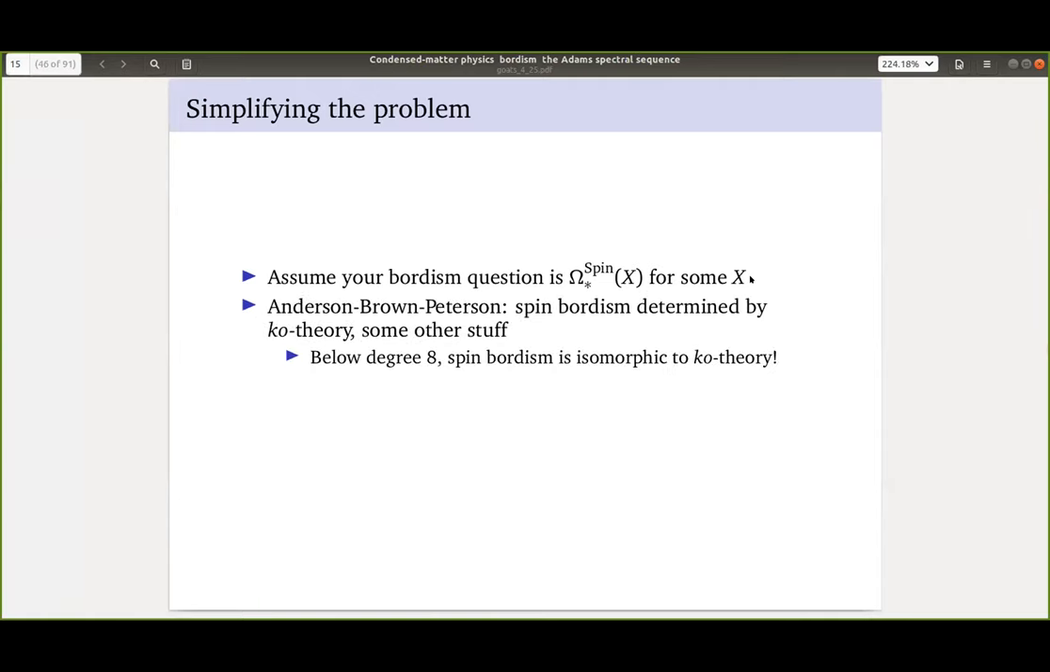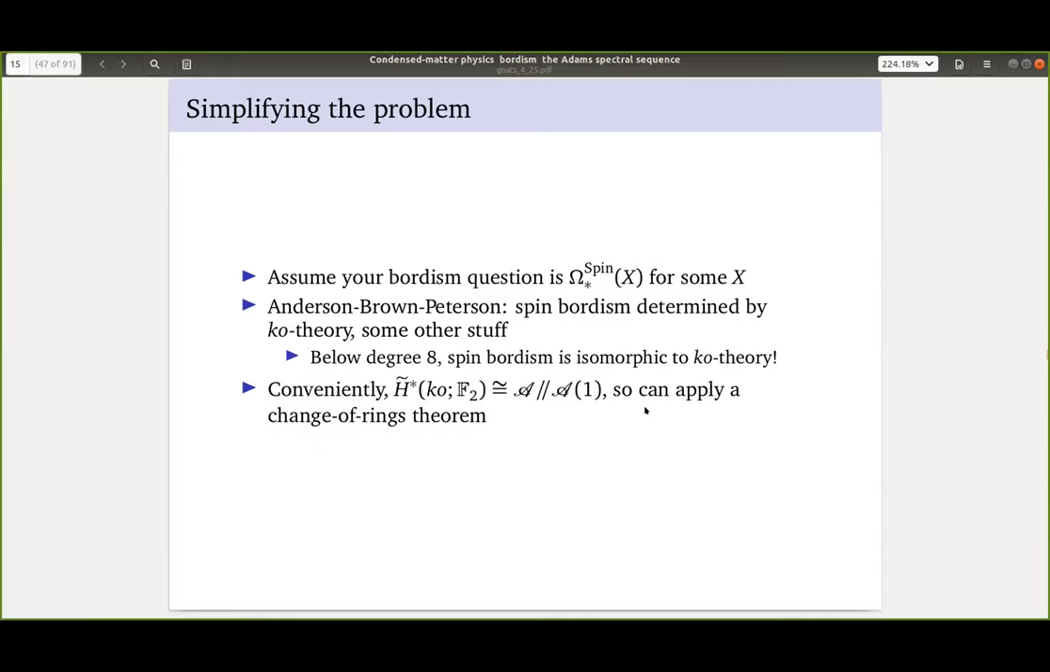So hard work of Anderson, Brown, and Peterson from the 70s, or maybe late 60s, showed that spin bordism is determined by things that we understand. There's something called connective real K-theory, which is denoted little ko, and then there's some other stuff, which is usually related to ko theory. And below degree 8, in fact, spin bordism is isomorphic to ko theory. Below degree 8 is particularly good because, as I said, physicists tend to care about things in low degrees. Maybe not string theorists, but there are other ways of dealing with this above degree 8.